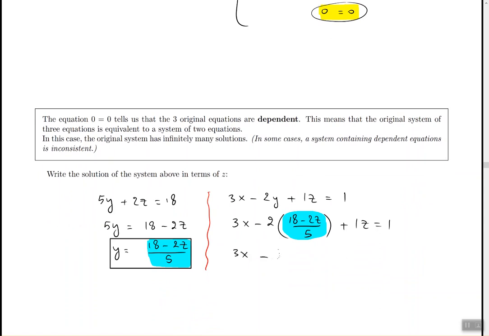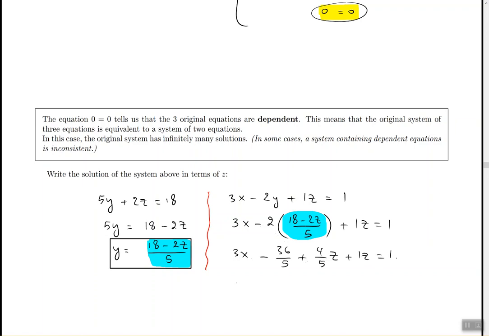So in this case, 2 times 18 is going to be 36. Negative 2 times negative 2 is going to be positive 4 when you take care of the negatives. And then everything is divided by 5. So let's do that. I'm going to do each one of them by itself. 2 times 18 is going to be negative 36 over 5. I'm going to do negative 2 times negative 2, which is going to make positive 4 over 5z, plus the 1z that was already there.